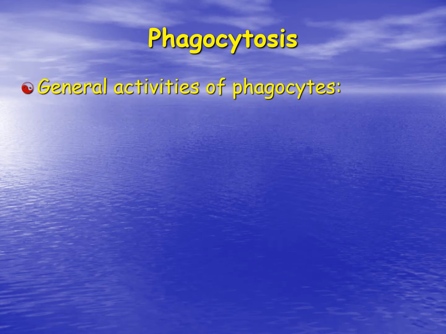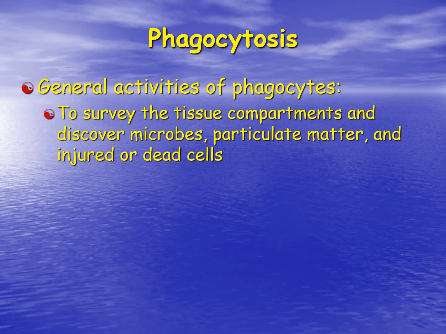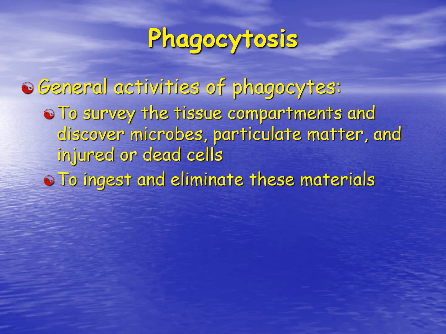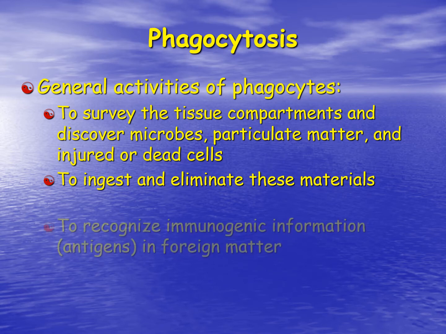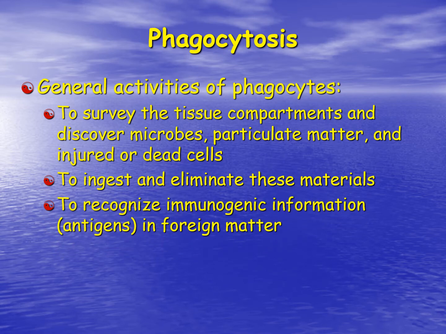Now, phagocytosis. The general activity of phagocytes is to survey the tissue compartments, discover microbes, particulate matter, and injured or dead cells, and engulf them. They do this in order to eliminate these materials. And they must be able to recognize immunogenic information, and that is something we'll call the antigens of foreign material.